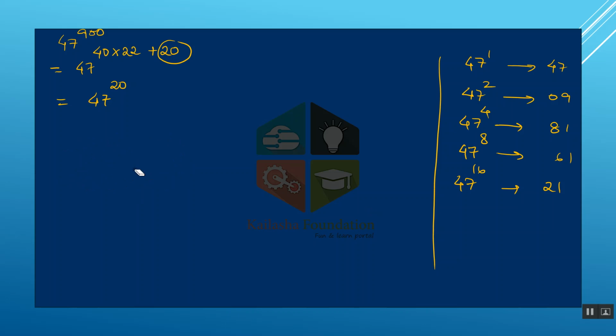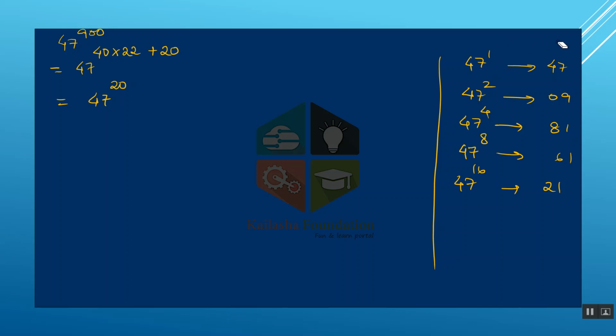We started from here, 47 raised to the power 900. This is very clear, 40k plus r, so it is basically only r. Now we have to go to power 20. For power 20, we have to make a table just less than 20: 1, 2, 4, 8, 16, and then we get 32. 32 is more than 20, so we stop here. Now 47 raised to the power 1: very clear that last two digits are the same as written here, so 47 itself.